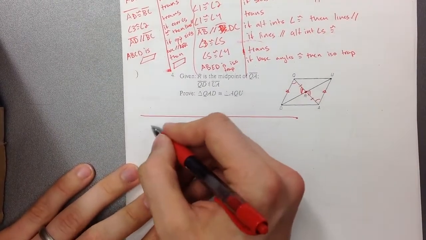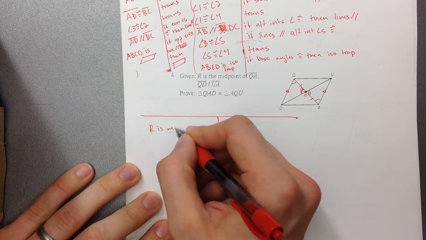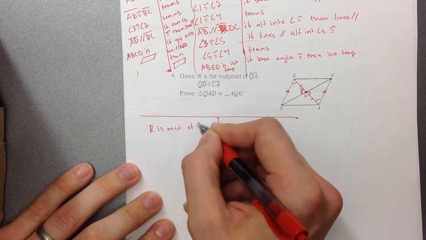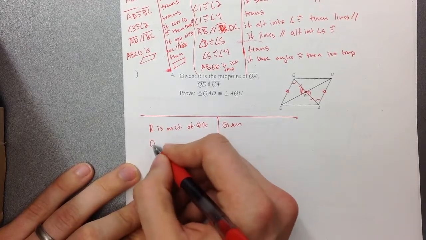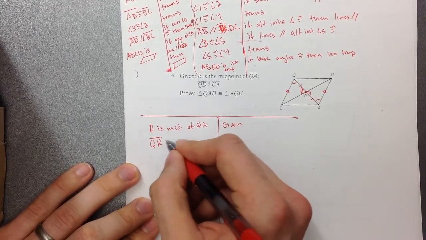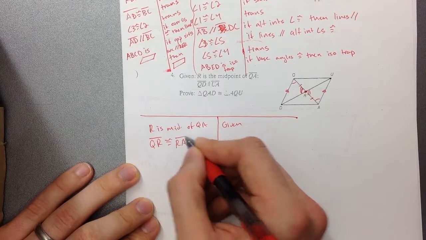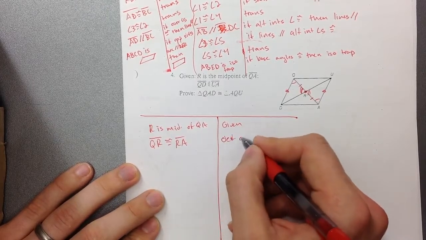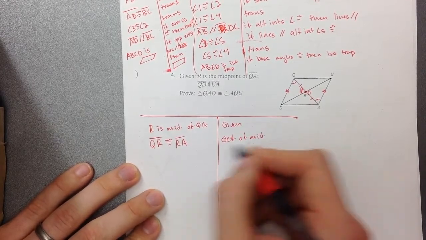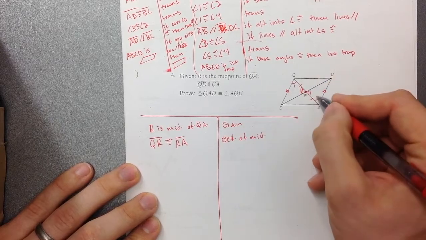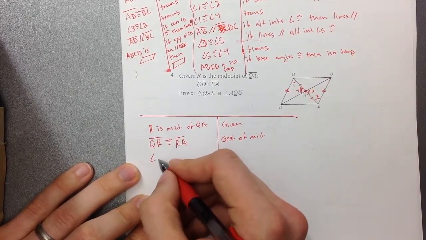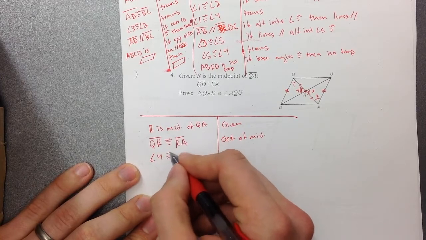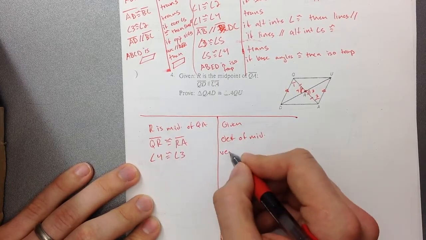I'm going to get R as the midpoint of QA. That's given. And that's going to make QR congruent to RA, definition of midpoint. The next thing I'm going to do, I'm going to call this angle 1, angle 2, angle 3, angle 4. Angle 4 is congruent to angle 3, vertical angles are congruent.